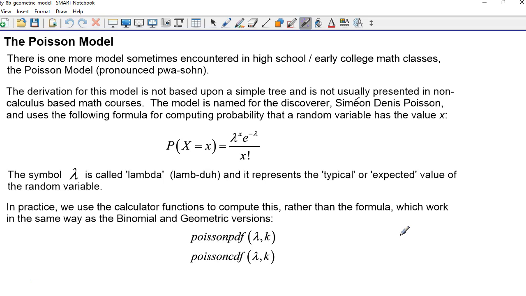Okay, there's one more model which is sometimes encountered in high school and early college math classes. It's called the Poisson model. Poisson is a French word. It's named after the discoverer Simeon Denis Poisson.